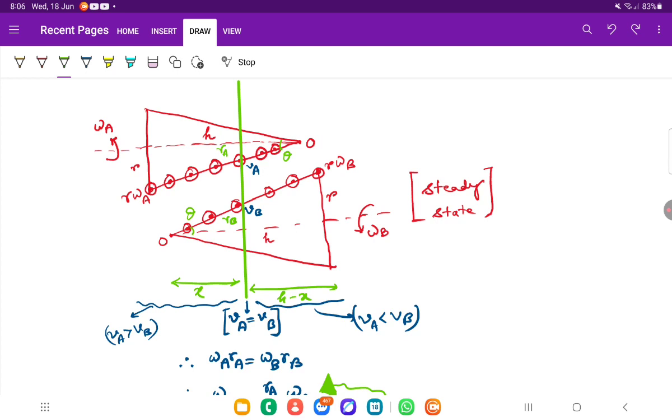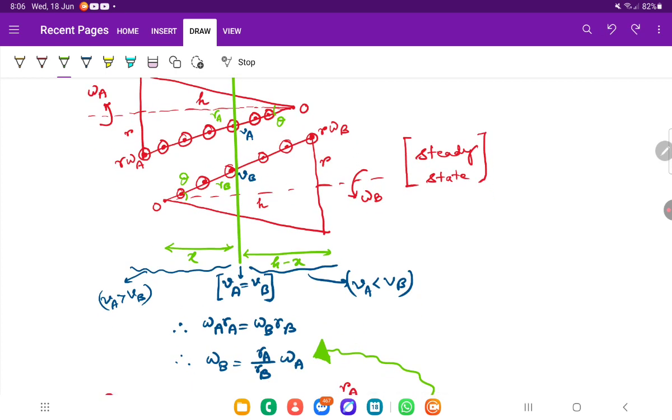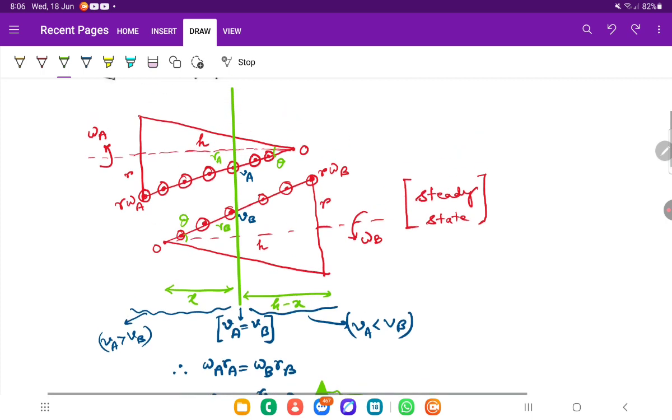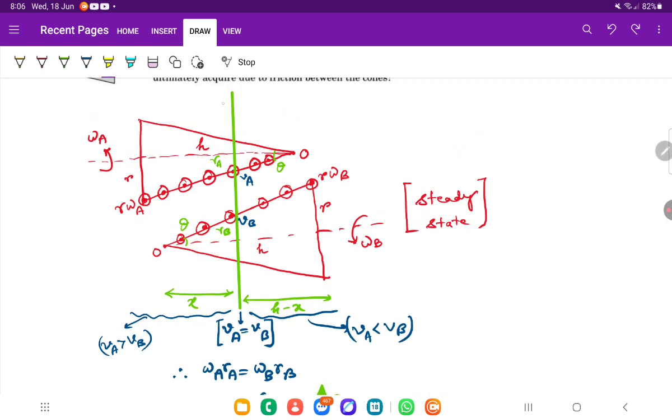Next, similarly I have drawn for B also. Omega B is the angular velocity, and here at this point it will have a velocity of r omega B, and the vertex will have zero linear velocity. So yeah, that's all here. And this is one important line. I have drawn a line like this, right?